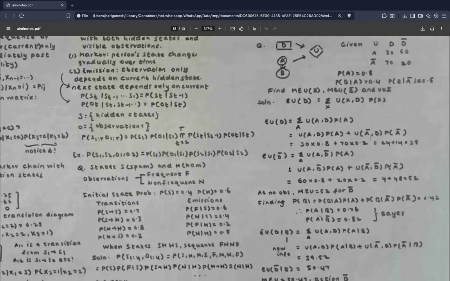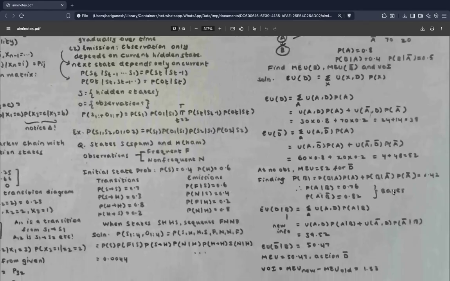So now when you have new information, which is the probability of B, then you want to express the probability of B in terms of the probability of A. So the probability of B is equal to the probability of B given A times the probability of A, we already know this, plus the probability of B given not A times the probability of not A, which is 0.42. The probability of A given B is 0.76. The probability of A given not B is 0.82. This is by Bayes. So the expected utility with the new information is the same as before, but now P of A is replaced by P of A given B because B is new information. So it's the same formula.